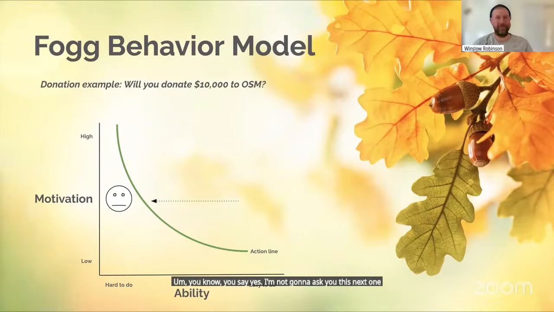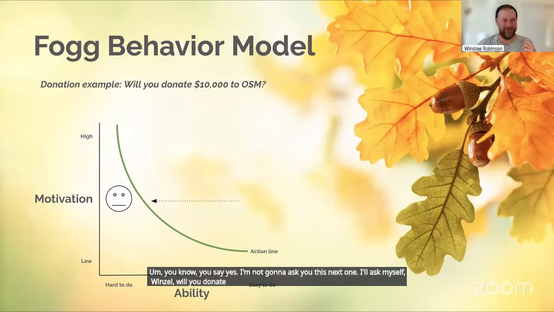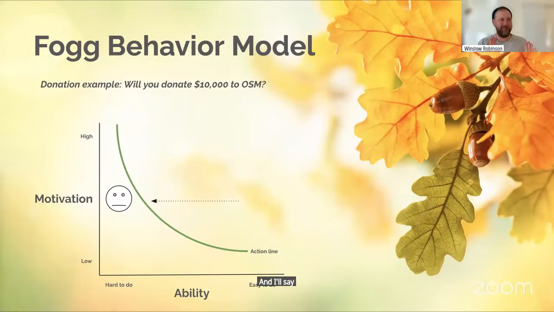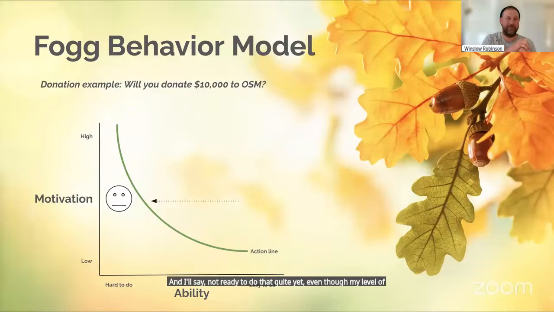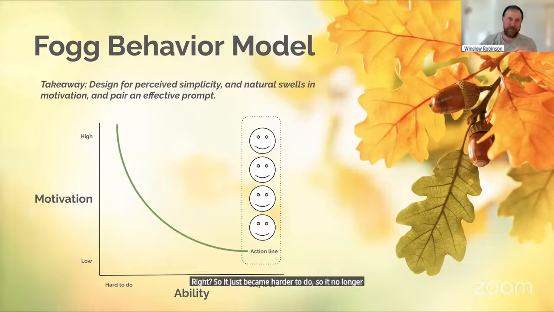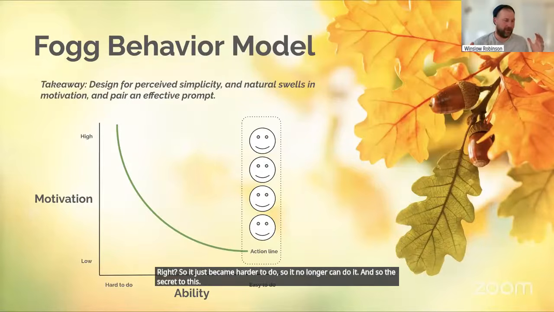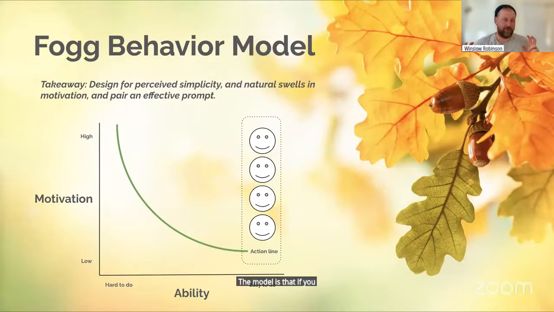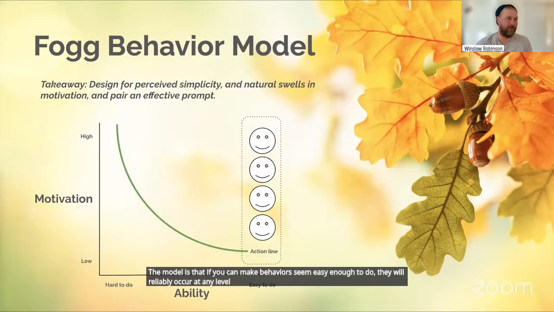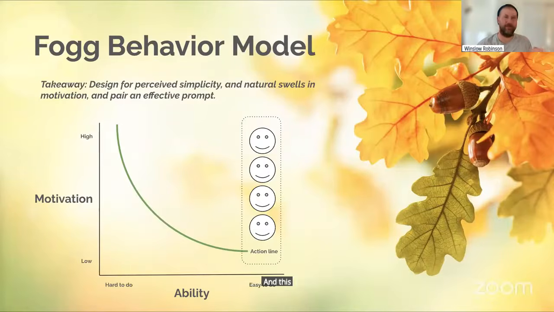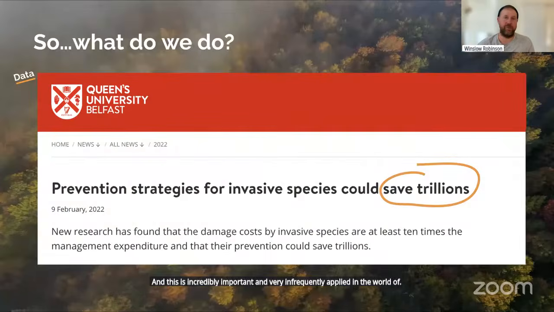I'm not going to ask you this next one. I'll ask myself, Wenzel, will you donate $10,000 to OSM? And I'll say, not ready to do that quite yet, even though my level of motivation is the same, right? So it just became harder to do. So I no longer can do it. And so the secret to this model is that if you can make behaviors seem easy enough to do, they will reliably occur at any level of motivation. And this is incredibly important and very infrequently applied in the world of invasive species management.